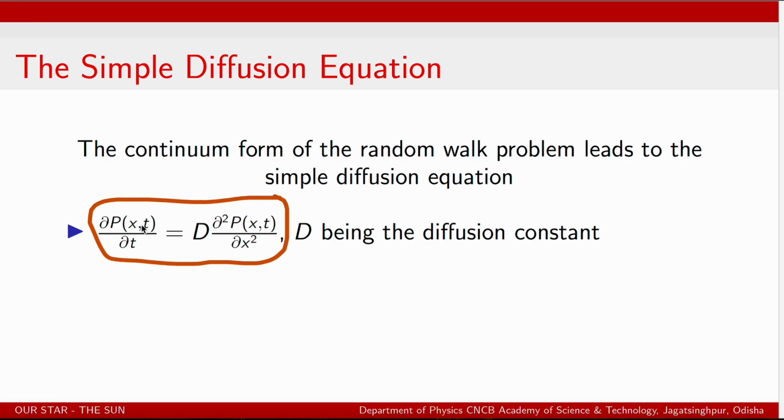P is the probability of finding the person at position x at time t. And this probability follows a differential equation, which is the simple diffusion equation, and D is a constant called the diffusion constant. Here I am presenting a very simplistic picture of diffusion. This is the most simple form of diffusion you can have. You can have more complicated forms of diffusion which we are not going into.